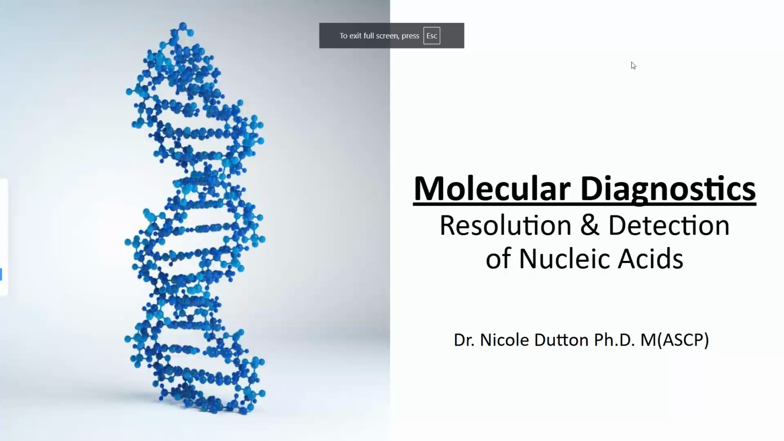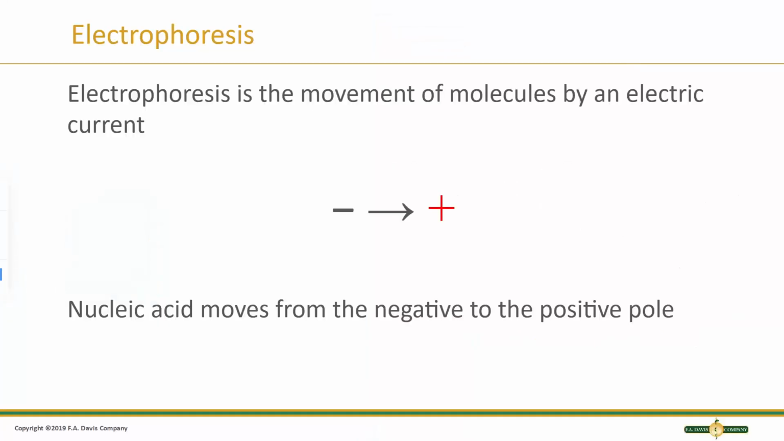Resolution and detection of nucleic acids. Electrophoresis. Electrophoresis is the movement of molecules by an electric current. So you can see a negatively charged side and the arrow going toward the positively charged side. Nucleic acid moves from the negative to the positive pole.